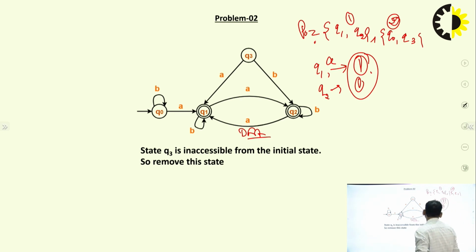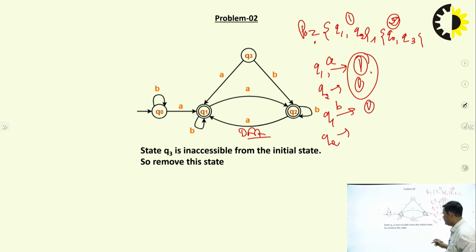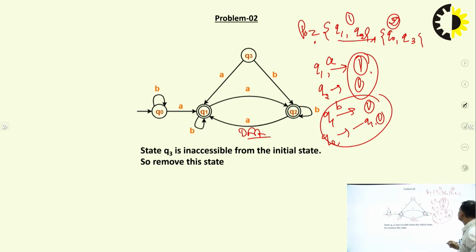And Q1 and Q2: Q1 as input A goes to Q2, which is set number 1, and Q1 as input B goes to Q1, set number 1. It is the same set, Q1 and Q2.